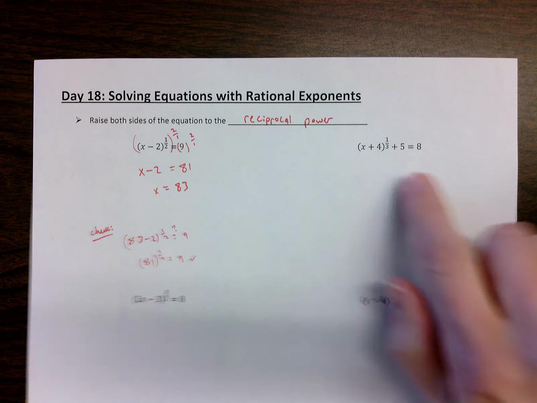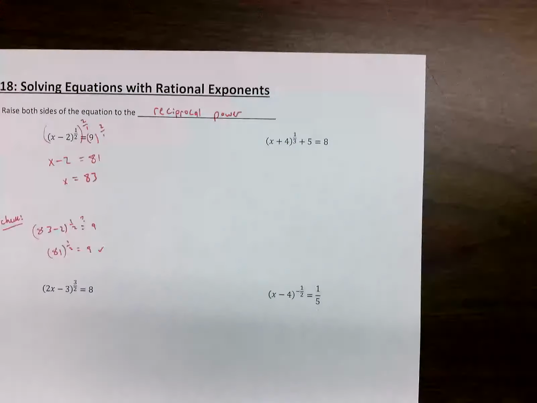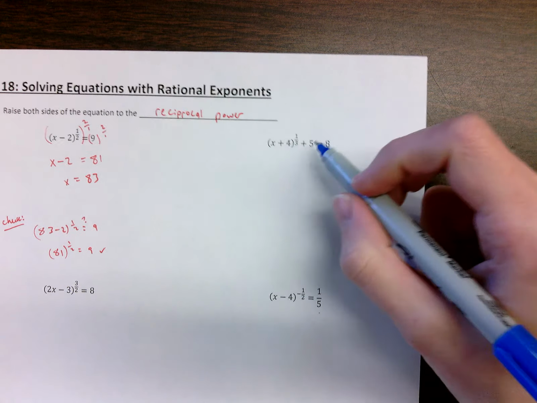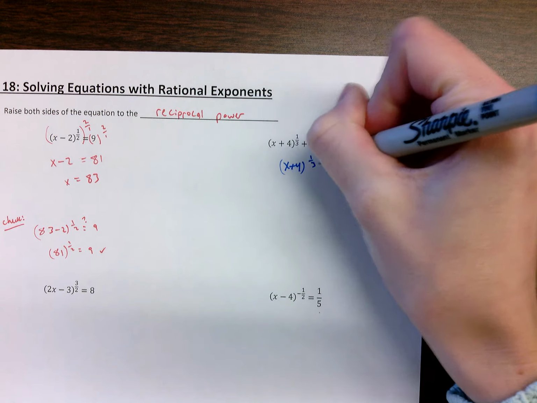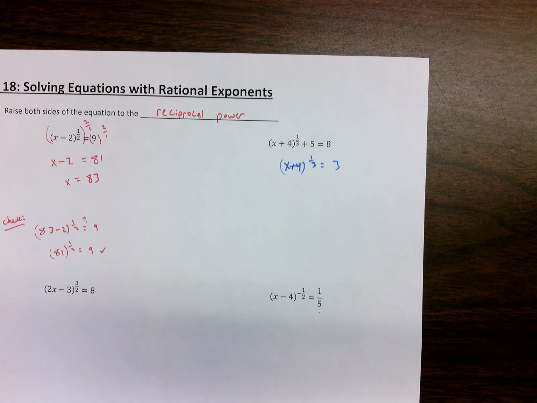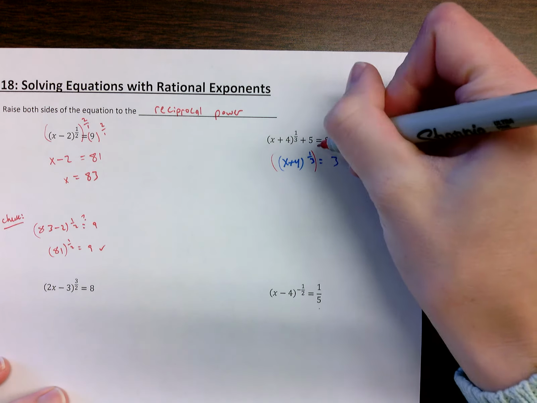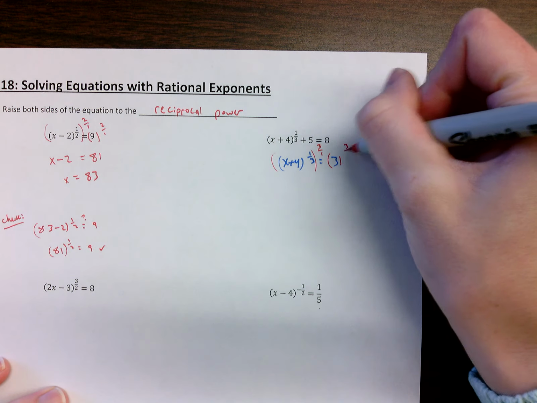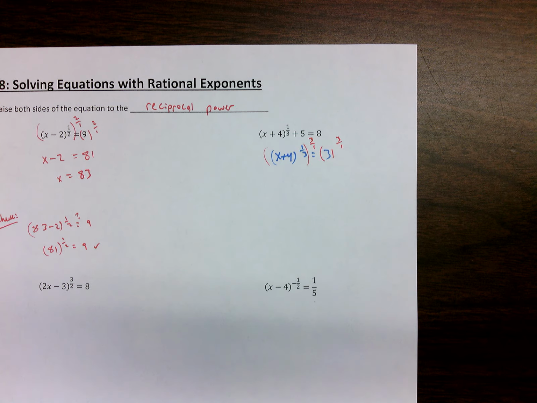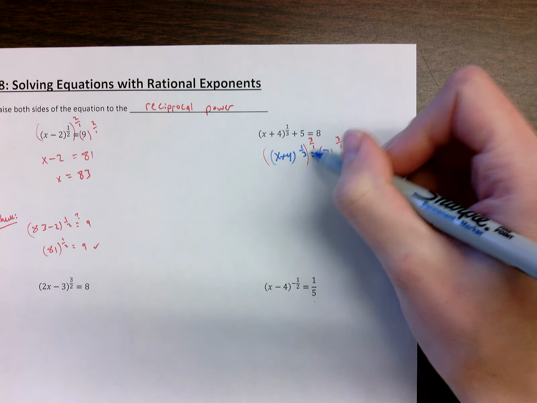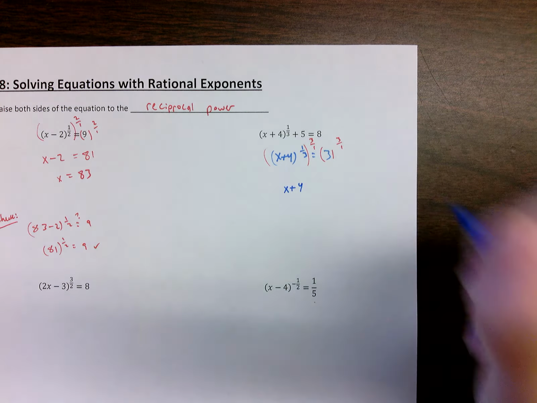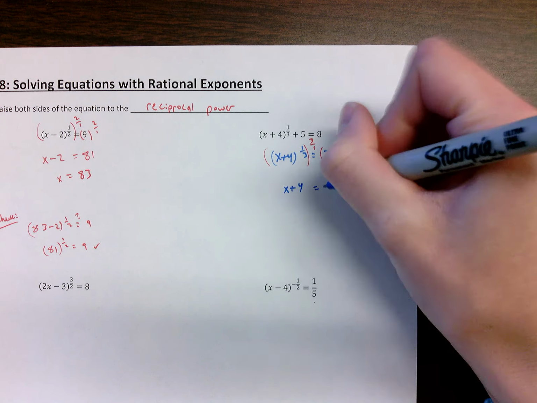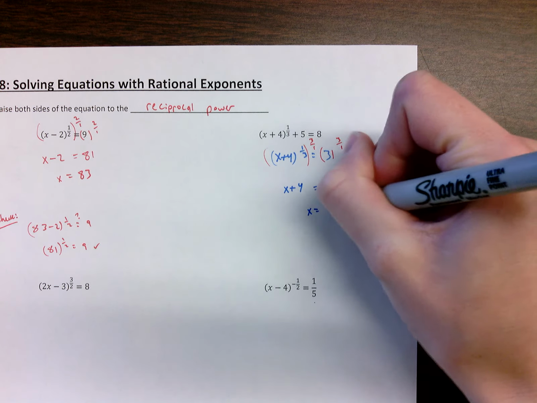All right, cool. So let's look at this next one. Before we raise to the reciprocal power, we want to isolate that exponent. So I'm going to start by subtracting the 5 on both sides, and that'll be equal to 3. Then my step is going to be to raise both sides to the 3 over 1 power. That's the reciprocal of 1 over 3. So on this side, 1/3 times 3 over 1 cancels out to 1. That leaves me with just x plus 4 to the first power. And over here, 3 to the third power is 27. So x equals 23.